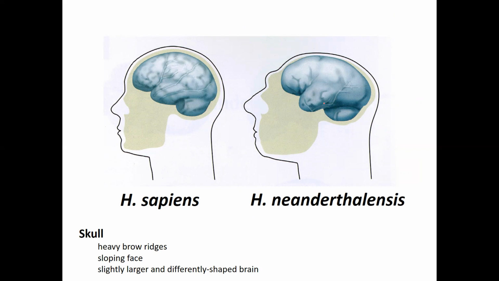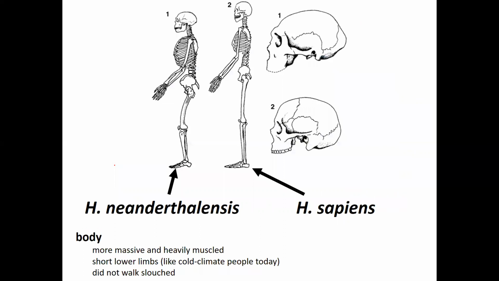But they still had a heavier brow ridge than humans. That was smaller than other earlier Homos, and they still had a bit of a sloping face, unlike the flat face of modern humans. And they had a slightly larger and differently shaped brain. But you can see they're on average shorter. They are much stockier, having larger bones, so they're more muscular, just hardier.